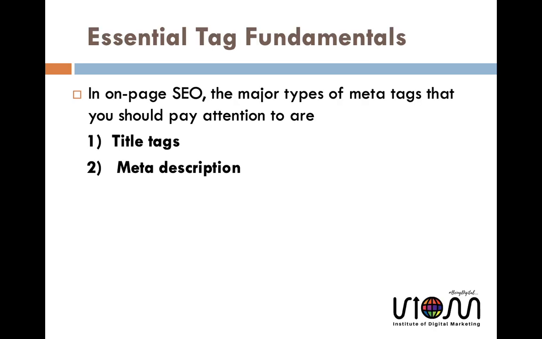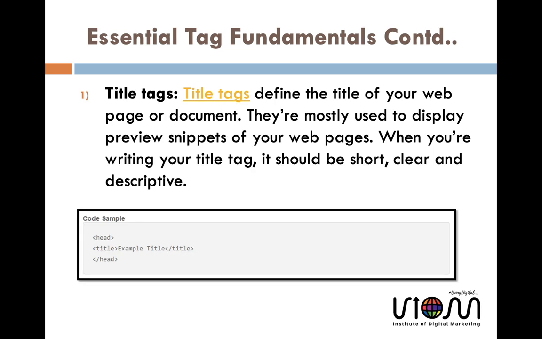In on-page SEO, the major types of meta tags you should pay attention to are title tags and meta description. So what do you mean by title tag? Title tag is nothing but the title you write for your blog post or a web page. Like, you guys already have your blog, right? So you have written the title as something like best properties in Goa, or best places to visit in Goa. That is your title.